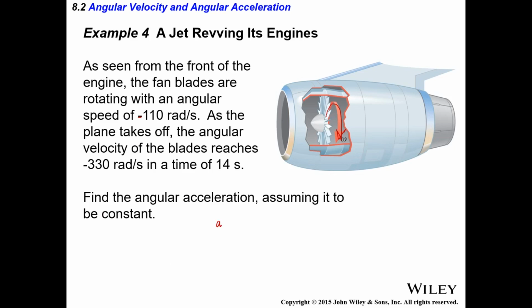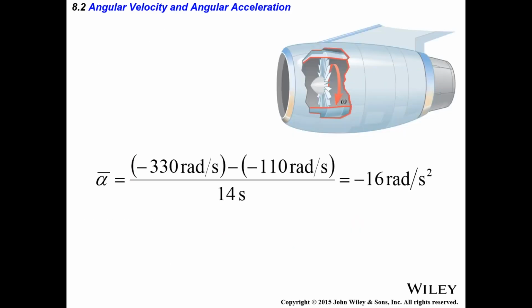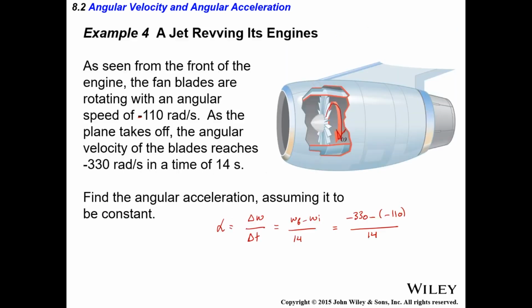So we want to find the angular acceleration, which we define to be alpha. We said this is delta omega over delta t. So this is omega final minus omega initial over 14. Omega final is minus 330, and this is omega initial. I can calculate the angular acceleration. You should get minus 16 radian per second squared.